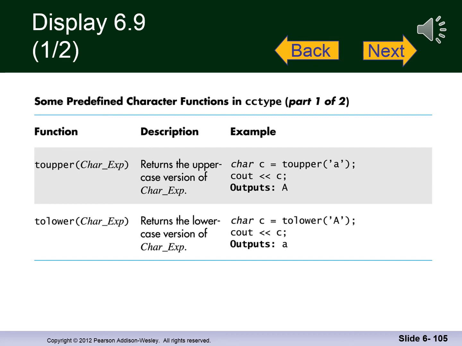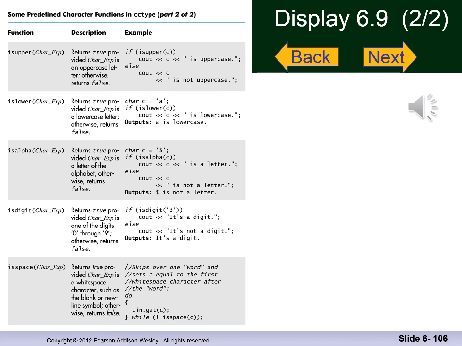Here we have some more predefined character functions in the cctype library. isupper returns true if the char is an uppercase letter, otherwise it returns false. islower is the opposite, returns true if the char is a lowercase letter, otherwise returns false. isalpha returns true provided the char is a letter of the alphabet, otherwise it returns false. isdigit returns true provided the char is one of the digits 0 through 9, otherwise it returns false. And isspace we already took a look at.